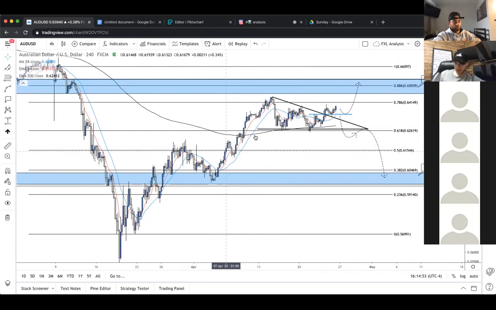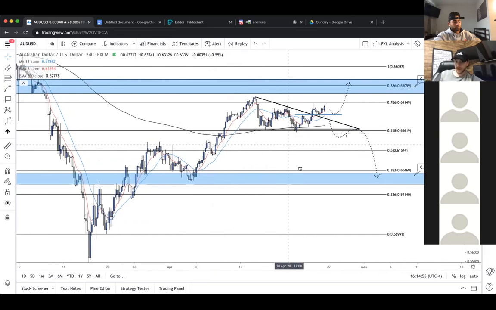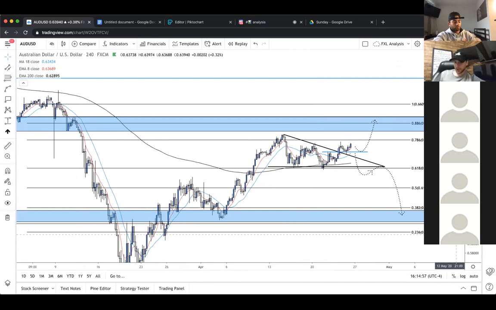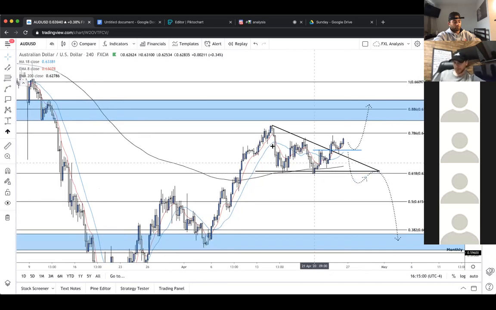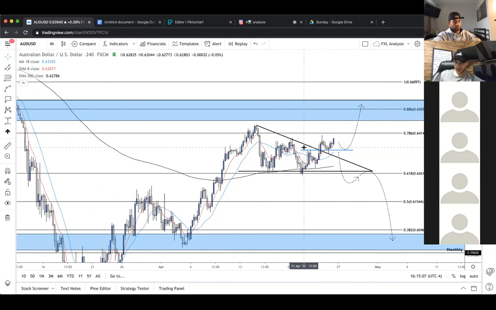The MAs, we had a cross of the 200 MAs. So this is a very healthy bullish trend on the 4-hour. So we do see this triangle forming, right? It's a descending triangle, but we did see it pop out. It broke out to the upside, and we did see a lower time frame transition happen.